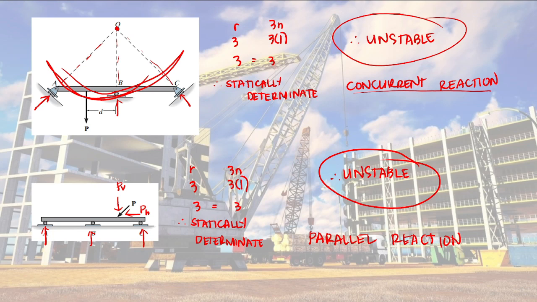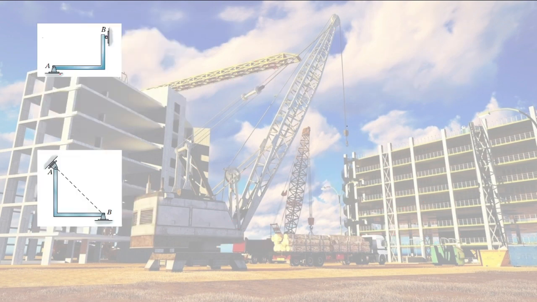Now, automatic, if you say parallel reaction, it is already unstable. You don't need to prove that ganito yung ano, you don't need to solve for the equations here. Basta pag nakita nyo, ganyan yung itsura, automatic it is unstable. Okay, so how about here? Is this a concurrent reaction?